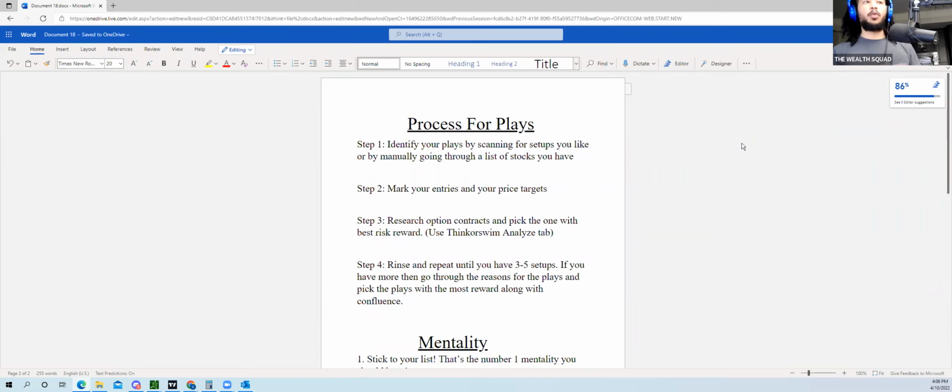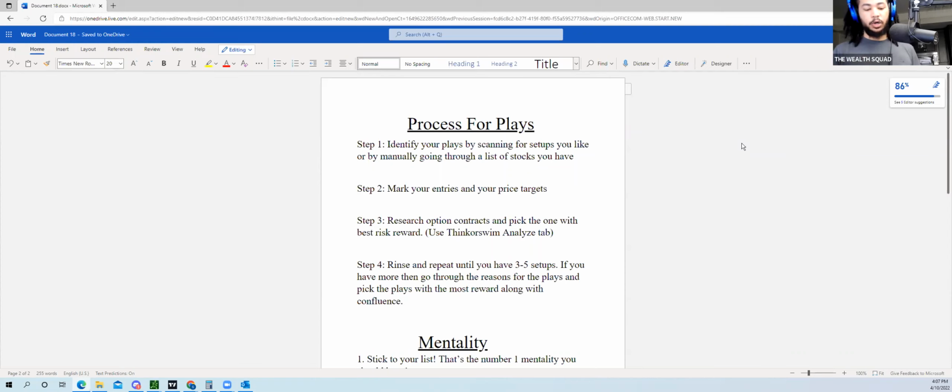And step two, mark your entries and your price targets. This is key because going into step three, you need to know where you would enter it and what you're actually targeting. You can't just say, oh, I'm gonna play this the next day, I'll just get in whenever the market opens. You need to actually know your entry point. Know your price targets if you have more than one. I always have more than one price target just in case it continues. I can be like, all right, this is where it could go next, and I'll know what my risk reward is going to be based off of that.